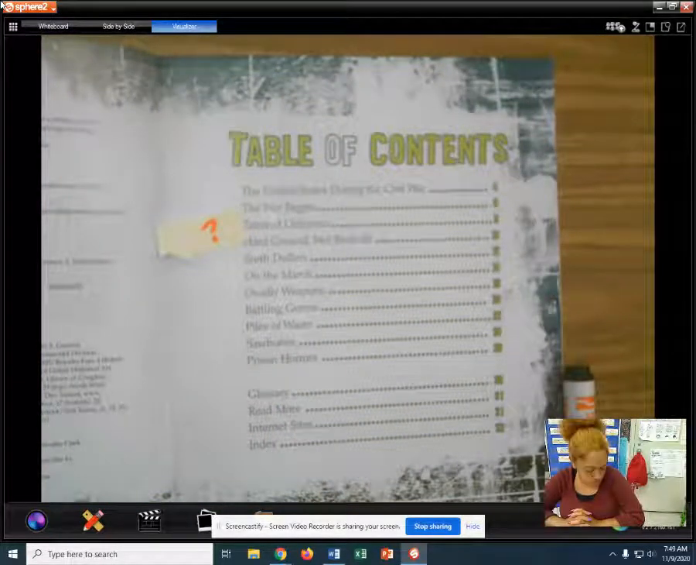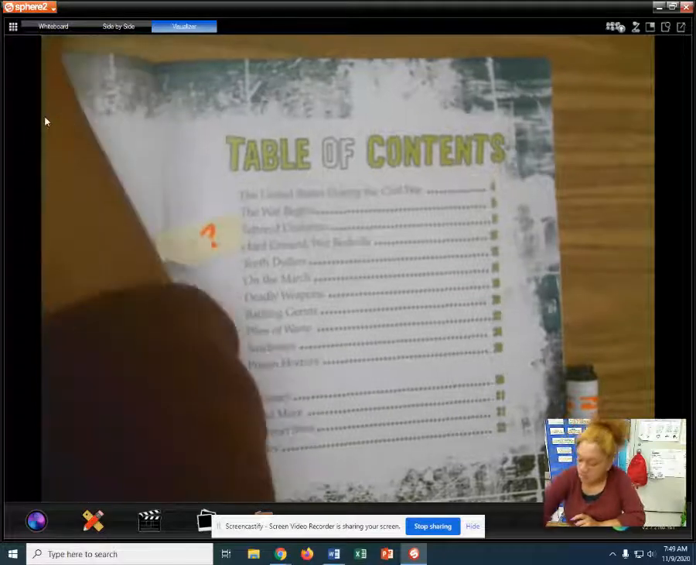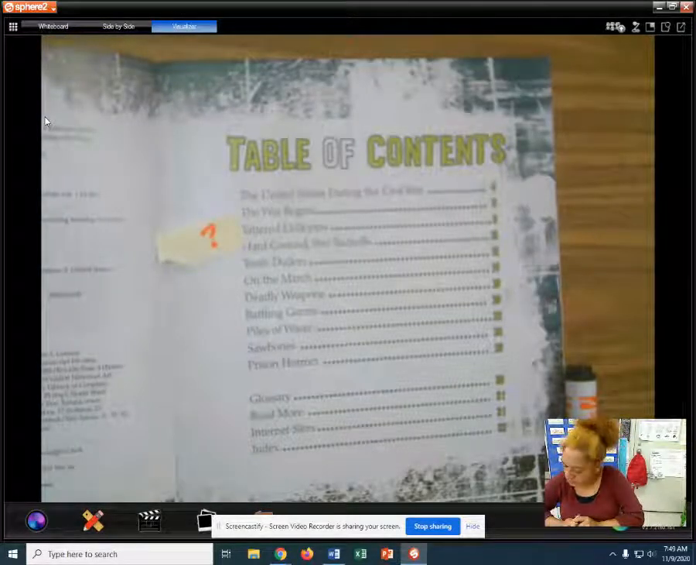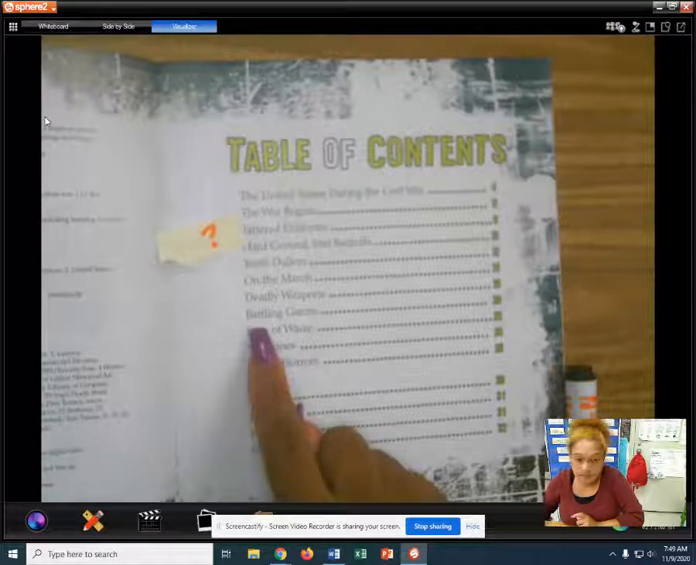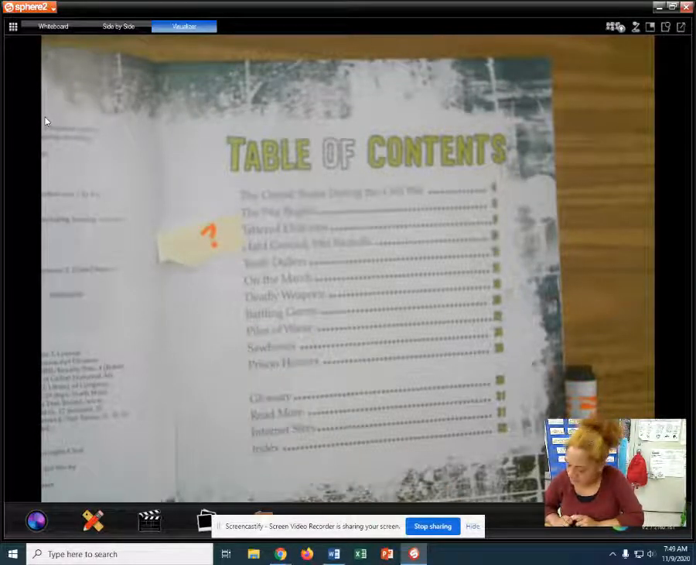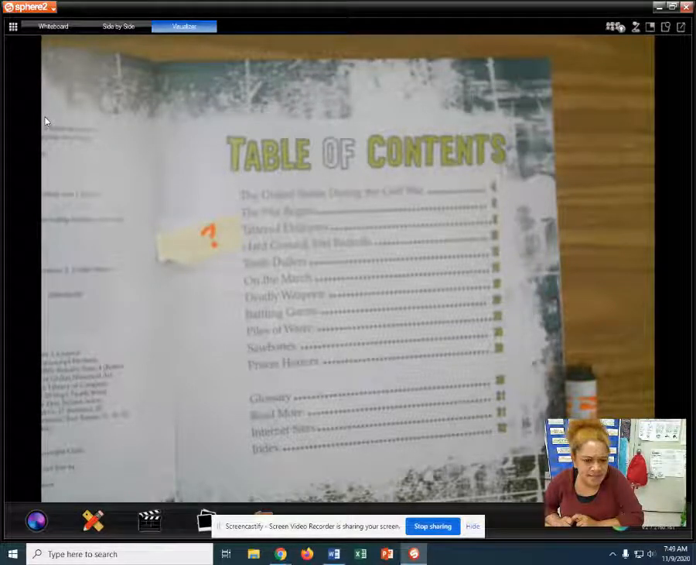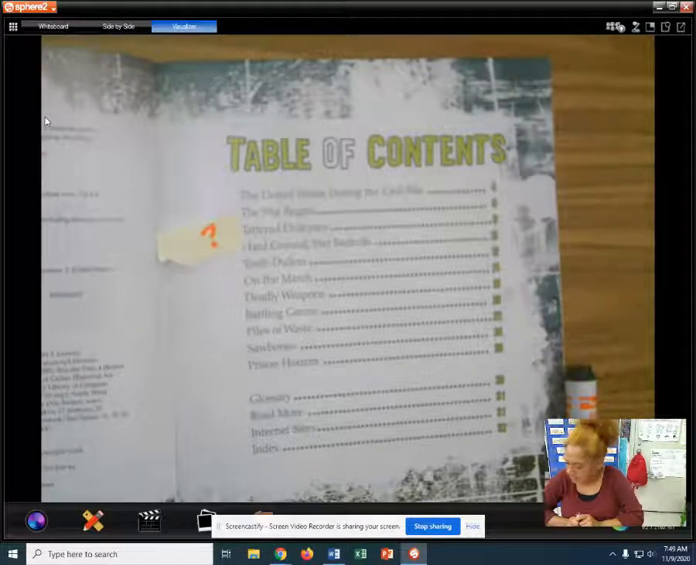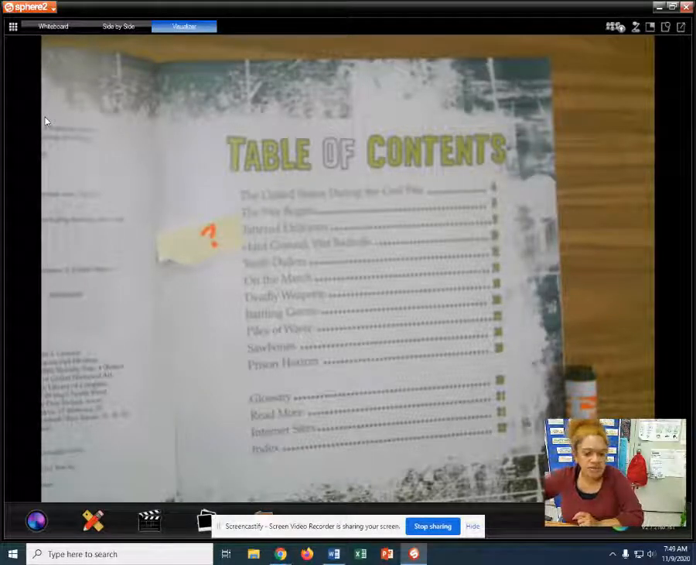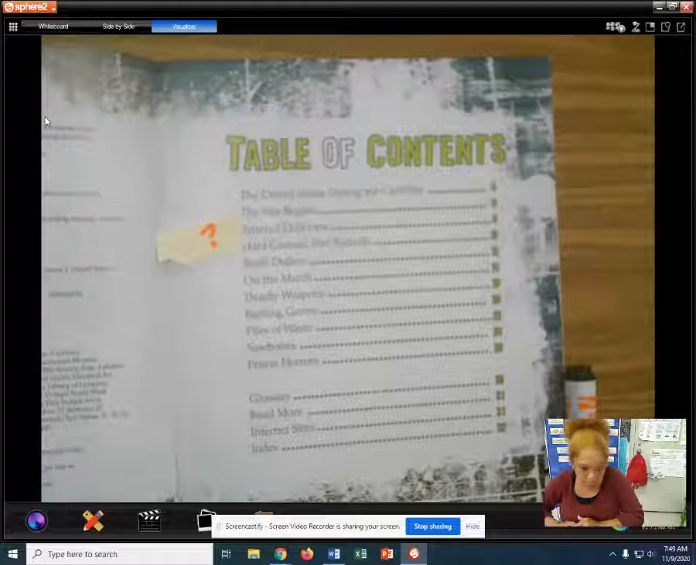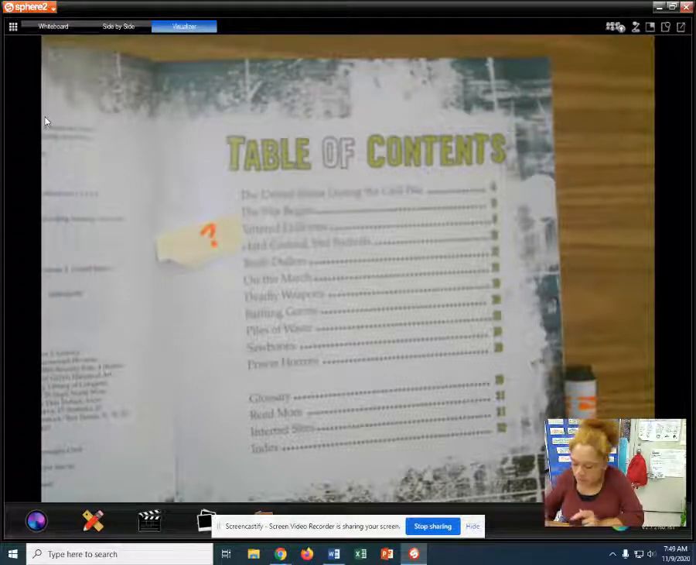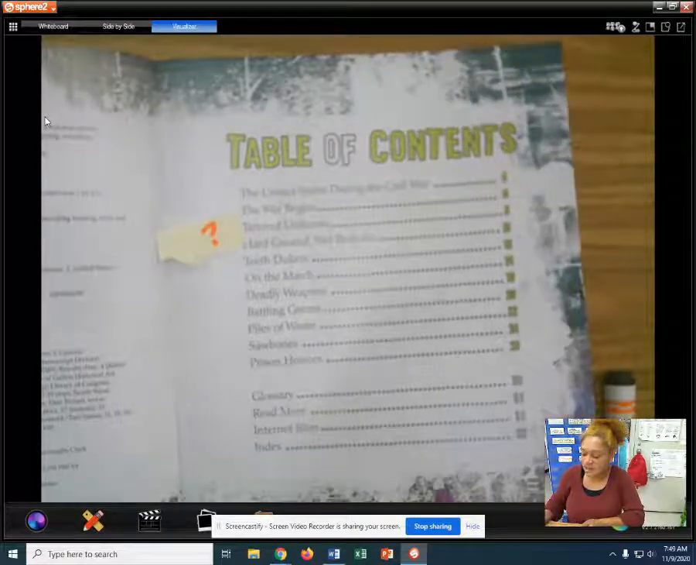Hard ground, wet bed rolls. Teeth dullers. On the march. Wrong foot. Deadly weapons. Battling germs. Piles of waste. Maybe that's talking about trash. Sawbones. Prison horrors. Okay, and then we see our glossary, read more on internet sites, and our index. These are some pretty powerful titles. Okay. I'm wondering really how this author feels about the Civil War.